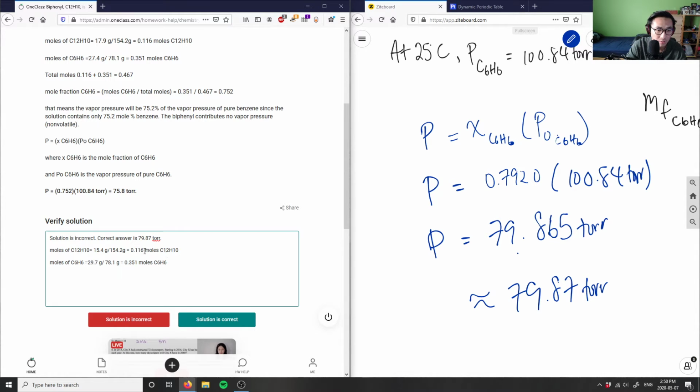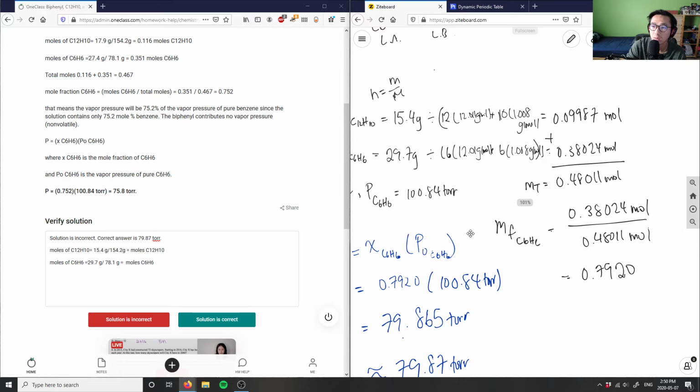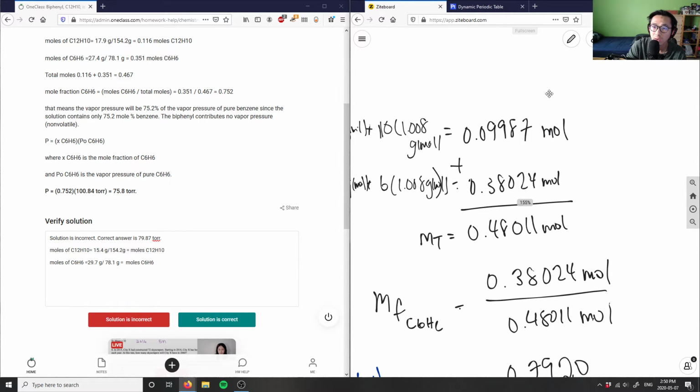So this here would equal drastically different moles. I can copy my answer here. My answer was 0.09987, and this one here was 0.38024 moles. Therefore, it changes our answer. So I'm going to say the solution here is incorrect.